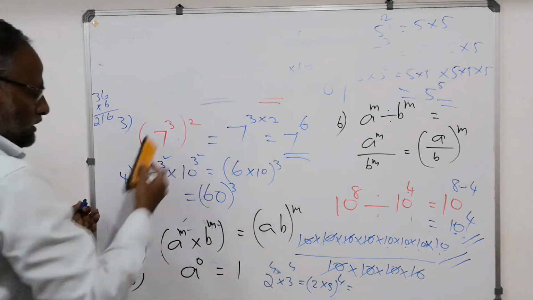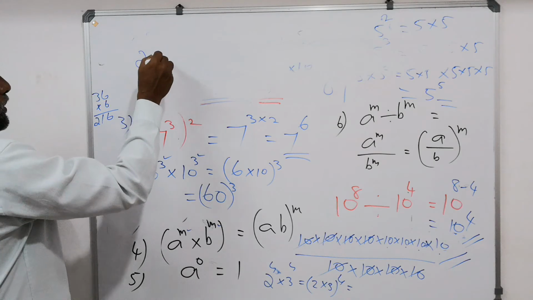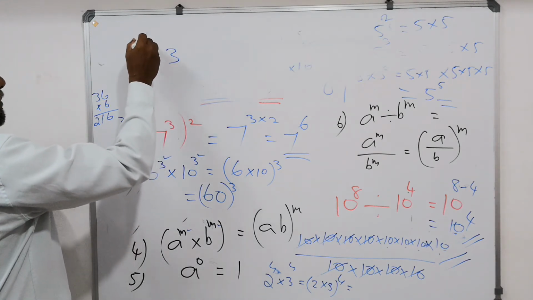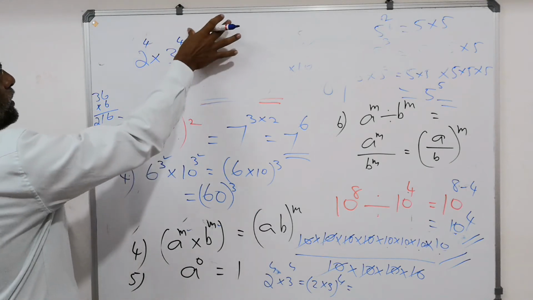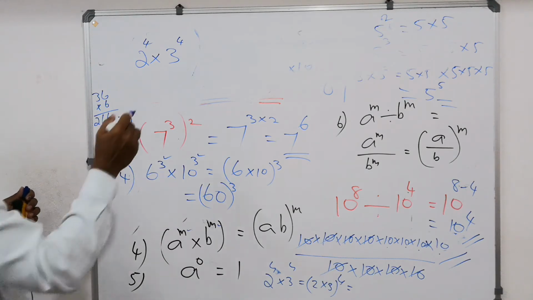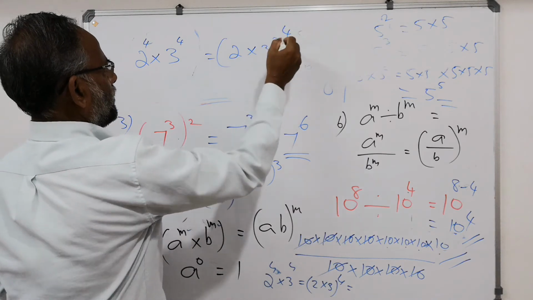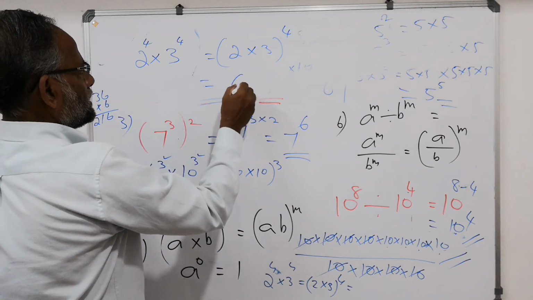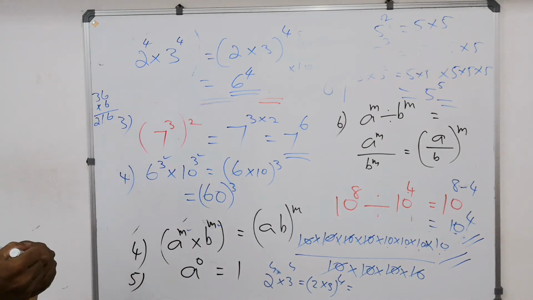Another small example. Base is 2 and base is 3, but the exponents are 4 and 4. 2 to the power of 4 and 3 to the power of 4 is equal to 2 into 3 all to the power of 4. That means 2 threes are 6, 6 to the power of 4. That is the answer for that.